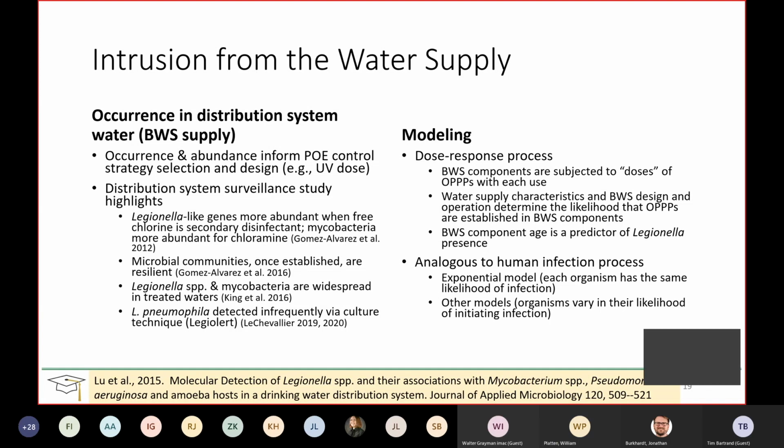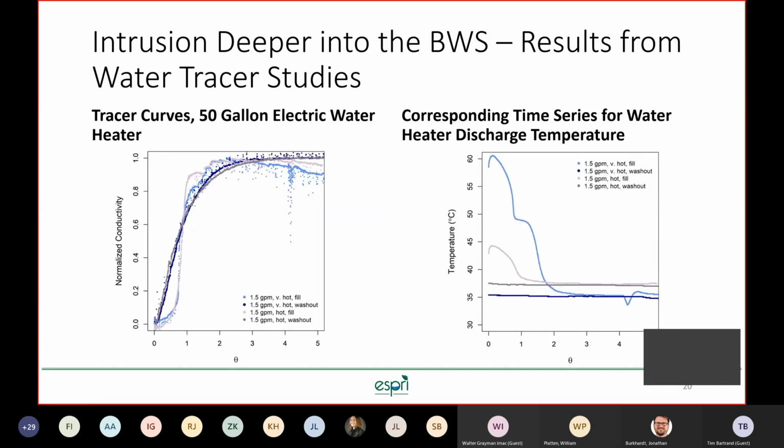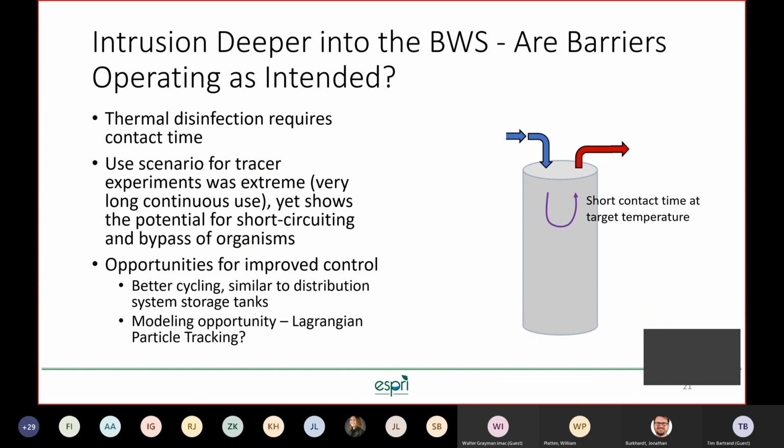Intrusion, there's ample evidence that the pathogens are in the building water system, and there's a few studies for you to read if you're interested. And there's really no great modeling approach out there, so I made a couple of suggestions. Intrusion can go deeper into the building water system. If you think that the water heater is a barrier, you're raising the temperature of the water and you're killing pathogens before they go in deeper into the water system, that might not be the case.